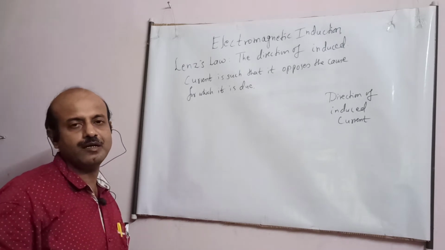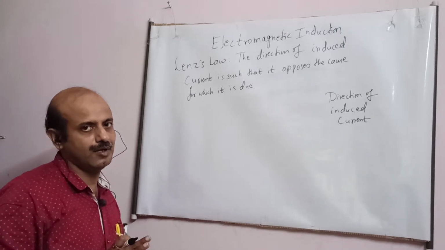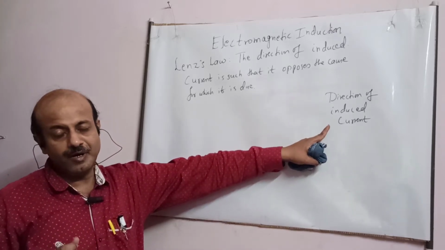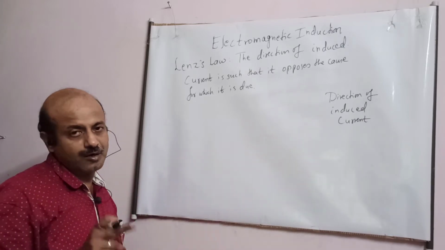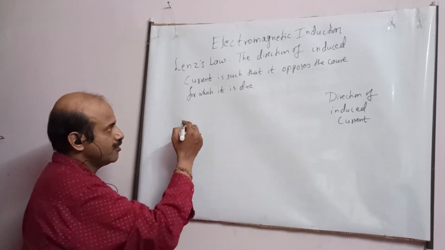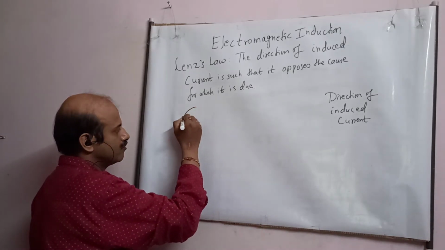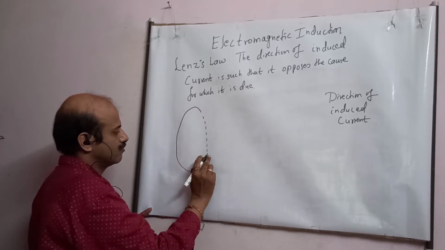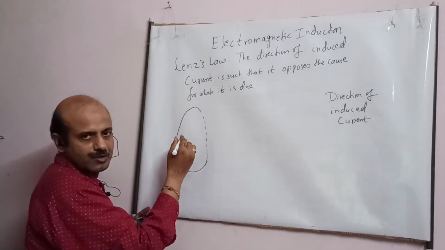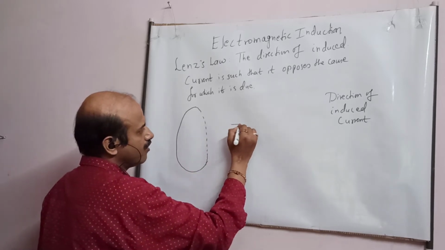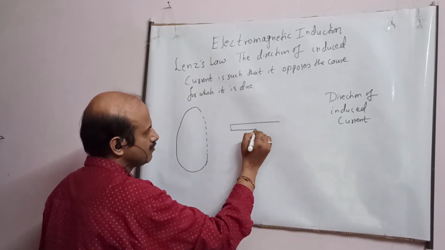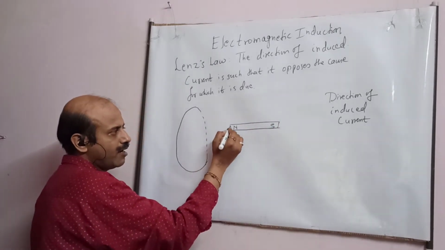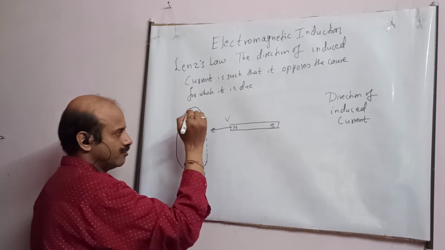Means it is producing a magnetic field opposite to that. That is the meaning, students. Because whenever there is an induced current, it will produce a magnetic field. So that field is opposing the cause. For example, students, suppose this is a circular loop. This dot means it is inside the board, students. Okay. Now here suppose there is a magnet. This magnet is brought near to it with velocity v.